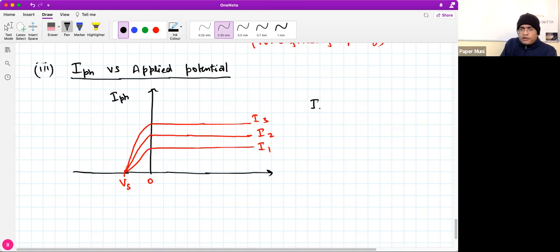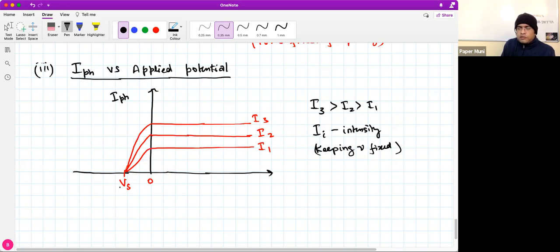So in this, what we have here is I3 greater than I2 and I1. So the frequency actually, sorry, I just mixed everything up. The frequency is not changing. We are not changing the frequency, we are changing the intensity. So these I's are intensities. So we are keeping nu fixed. Sorry, this is not a property of the metal, I told you that by mistake. This is because the frequency is fixed, so we have a fixed stopping potential.